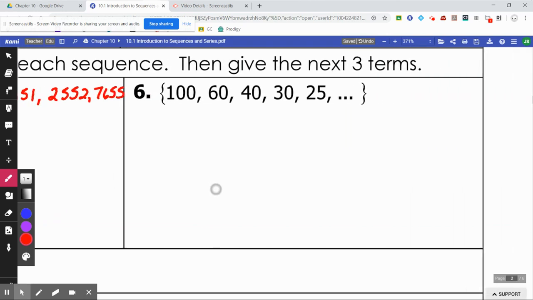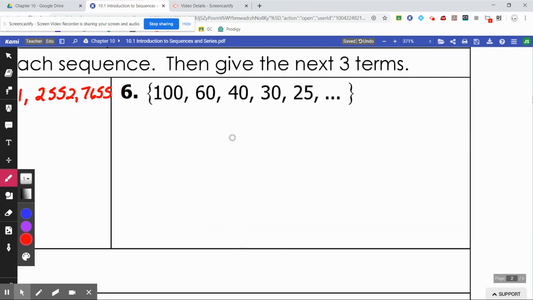Next one. 160, 40, 30, 25. Okay, let's try again a basic one. Are we subtracting 40 each time? Because 100 down to minus 40 gives me that 60. But if we try that again, now we get 20 instead of 40. So that it's not simple.